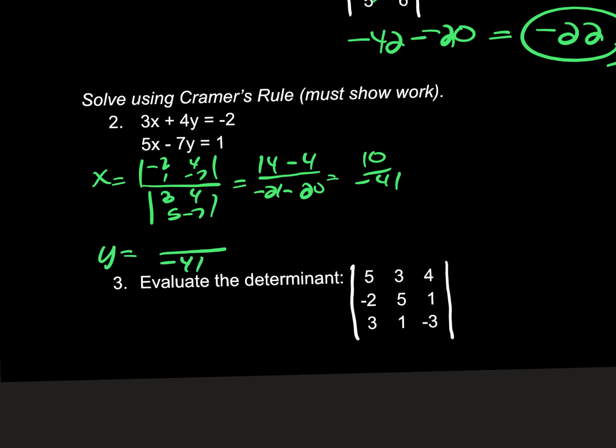It's negative 41 again. So when you're looking for y, don't use the y on the top. You're good with the x's. Use the negative 2 and the 1 in place of the y's. Just do your work here. Negative 41 on the bottom still.